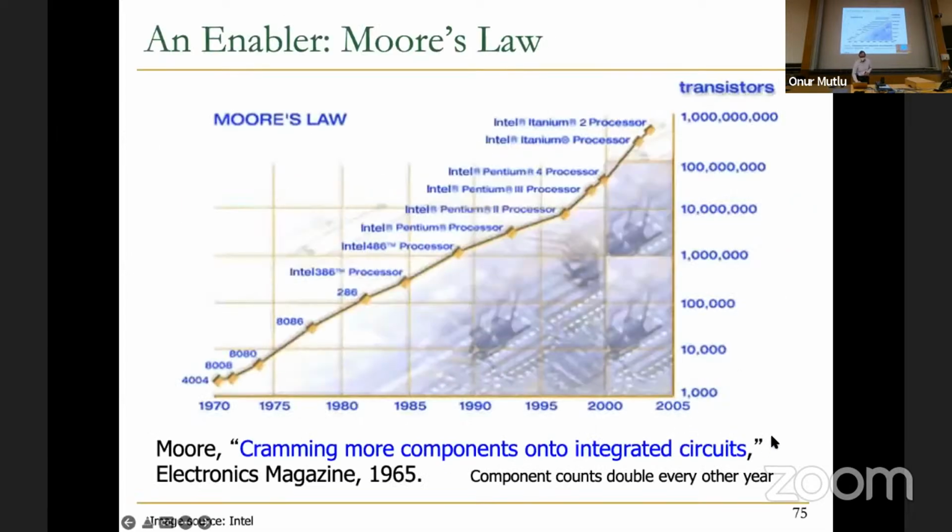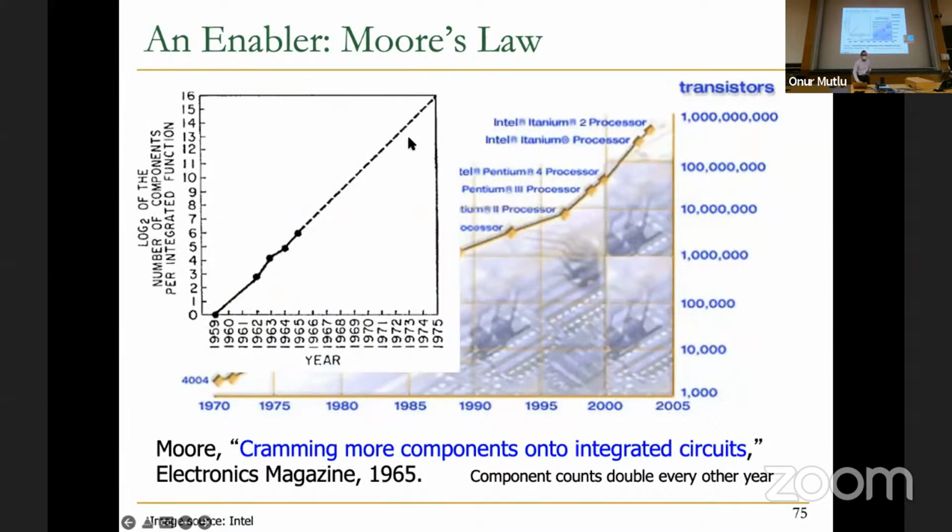Let's take a look. This is an older version of it. Moore wrote this paper in 1965. Basically, he observed that the component counts you can put on an integrated circuit double every other year. It's an exponential trend, which is nice. You can see it's exponential because the y-axis is in logarithmic scale over here. This is the original Moore paper. It goes from 1960 to 65, and he projects that this is going to continue. And this has been continuing for a long time.